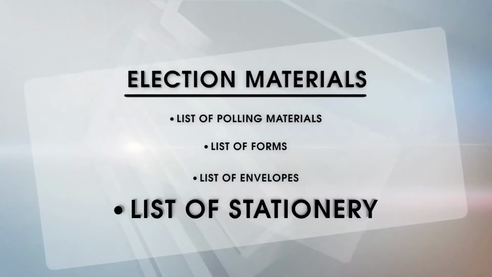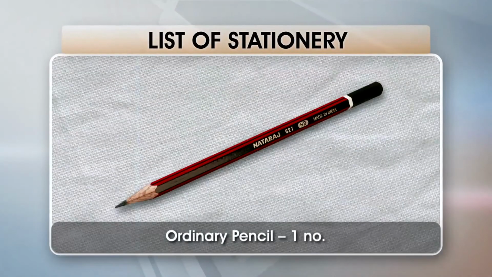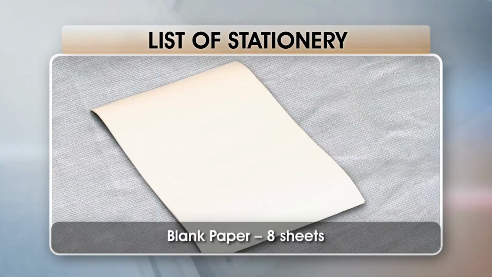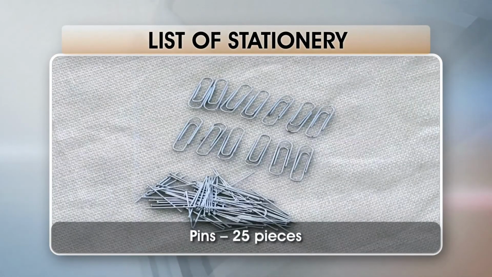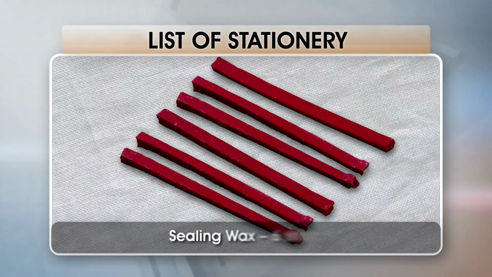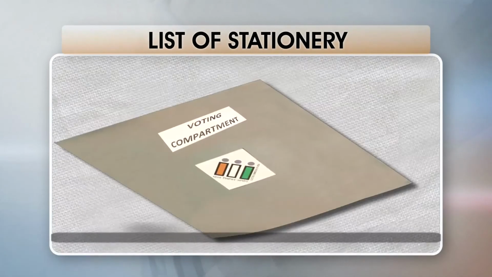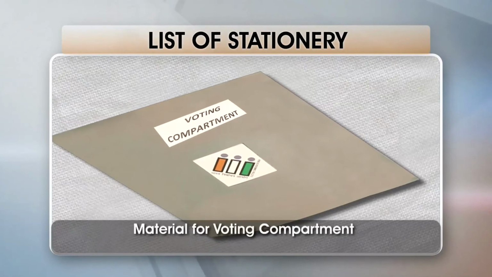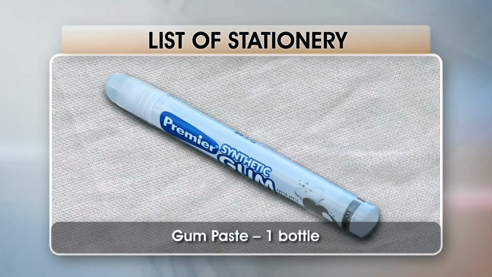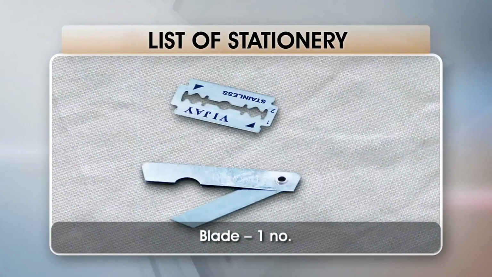List of stationery. Ordinary pencil, 1 number. Ball pens, 3 blue and 1 red. Blank paper, 8 sheets. Pins, 25 pieces. Matchbox, 1 number. Sealing wax, 6 sticks. Material for voting compartment, 2 plus 2, total 4 sets. Gum paste, 1 bottle. Blade, 1 number.